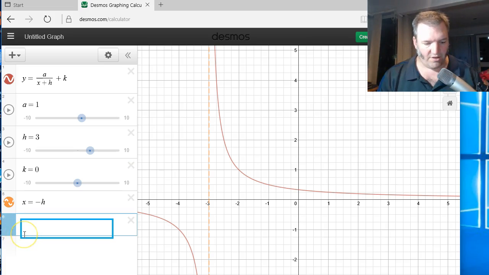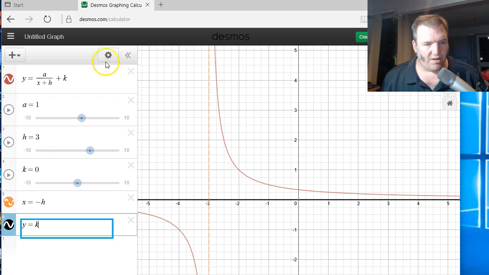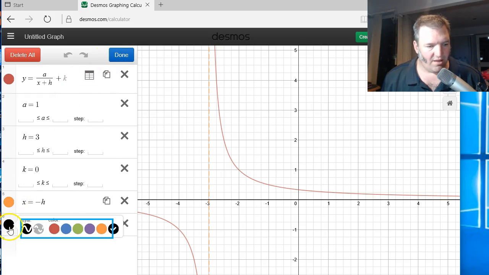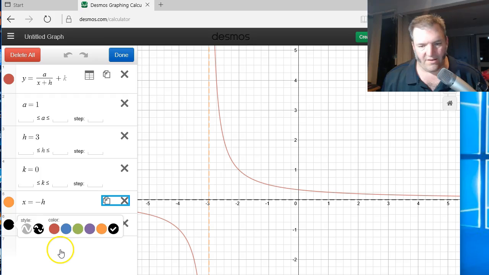Same with the y asymptote. You can just put in y equals k, get that asymptote, and again we can change that by using the dotted lines.